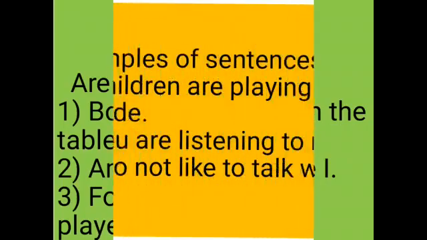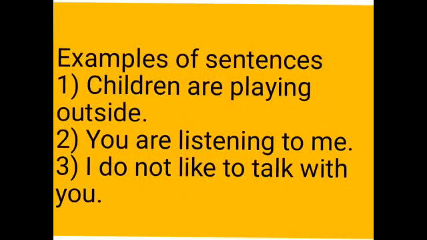Let us see some more examples. First one, children are playing outside. Next one, you are listening to me. Next sentence, I do not like to talk with you. So these are the examples of sentences because they have meaningful sense.